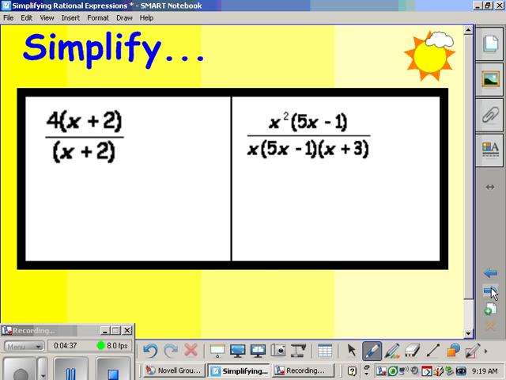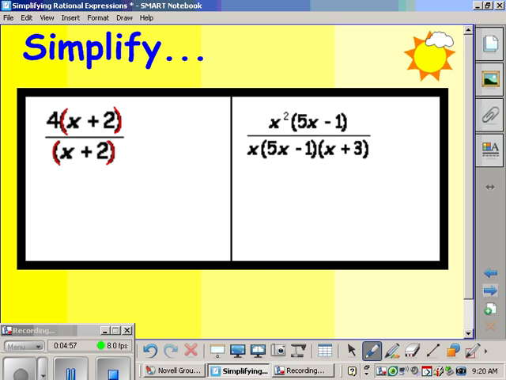Now in these problems, the factoring is already done for you, just so you can see what it would look like. So in this first problem, we have 4 times the quantity x plus 2. So here is our binomial in the numerator. Then we have x plus 2 in the denominator as well.